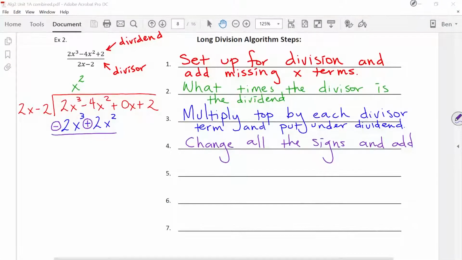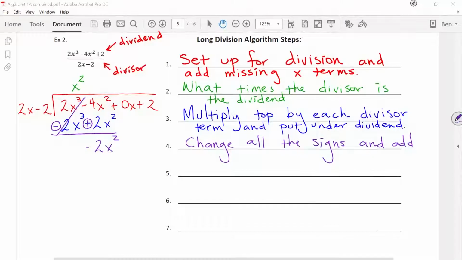Okay, so I'll change all the signs and circle my change, and then I'm going to add. So 2x cubed minus 2x cubed, that cancels out. And then I have negative 4x squared plus 2x squared. So I have negative 4x squared, and I add 2 more x squared, I'm becoming less negative, and I have negative 2x squared.